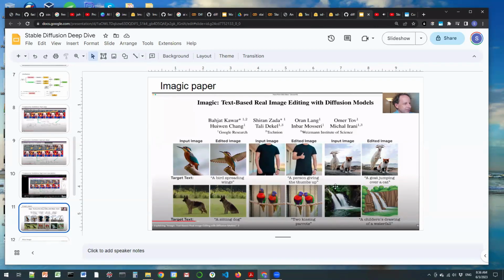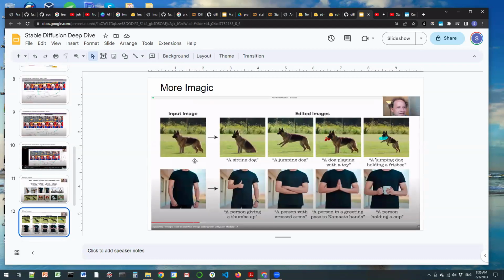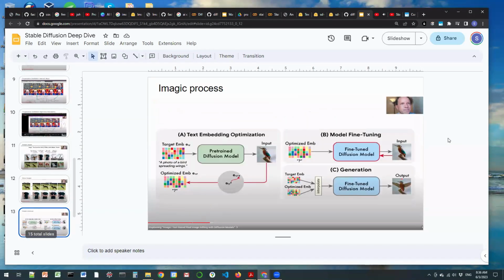And you could take a real waterfall picture, and you could create a children's drawing of a waterfall. And there are even more impressive images you can create from this single image of a dog: a sitting dog, a jumping dog, a dog playing with some toys. And with this image of a person, you could say a person with crossed arms, giving a thumbs up, giving a namaste greeting, holding a cup, and so on, which, if you think about it, is very impressive.